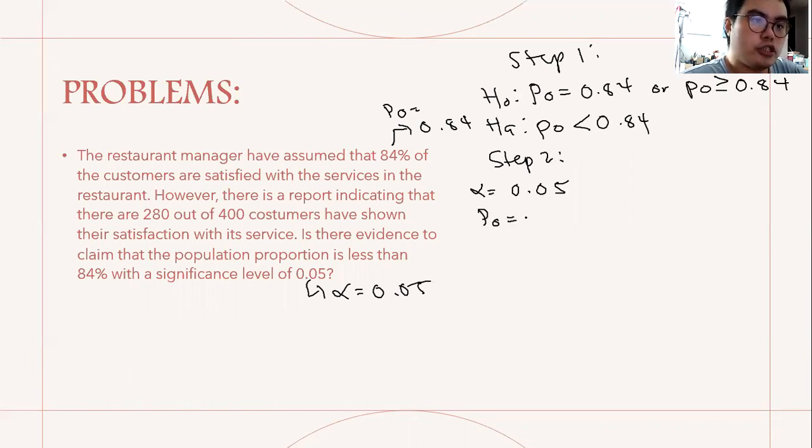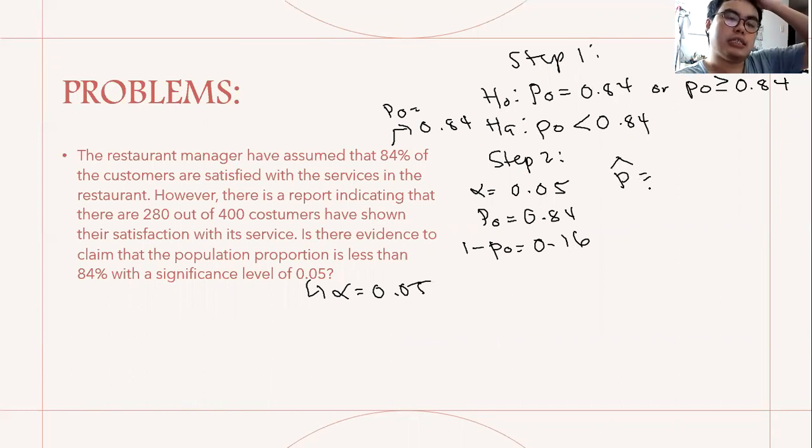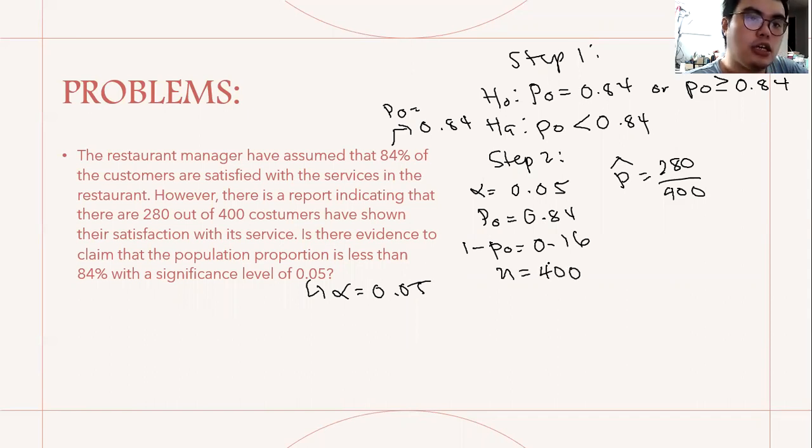Then our population proportion is 0.84, and 1 minus p sub 0 is 0.16. Our p hat, also known as the sample proportion, is 280 divided by 400. To get the sample proportion, we divide the number of customers who have shown their satisfaction with the services by the sample size. The 400 is the sample size. Dividing, it will become 0.70.